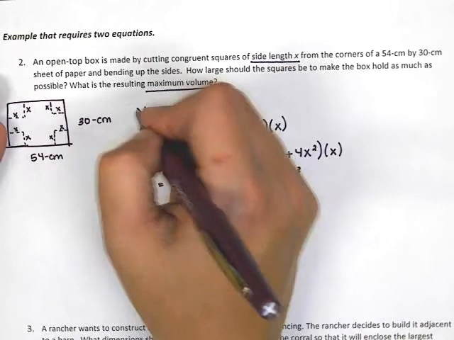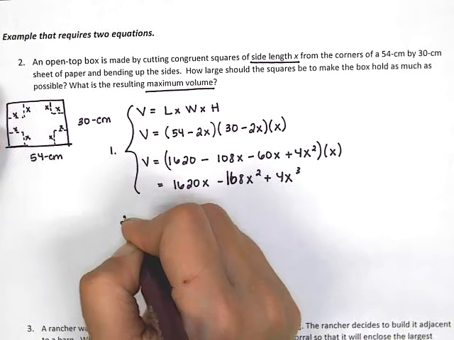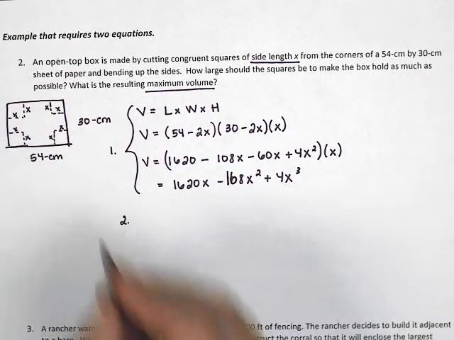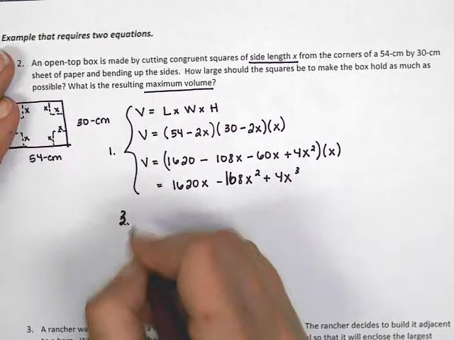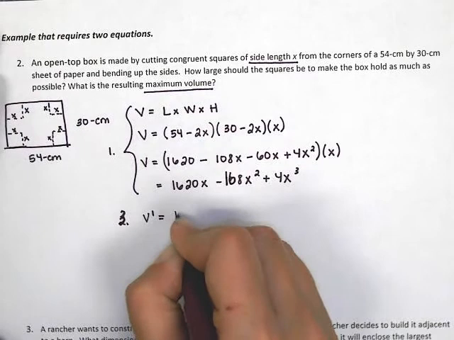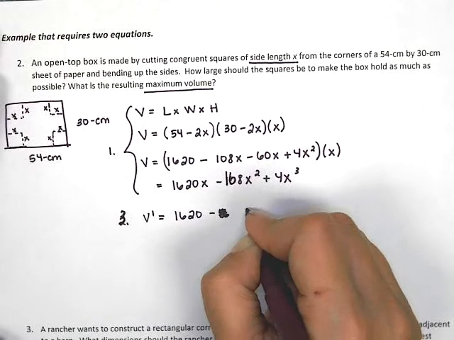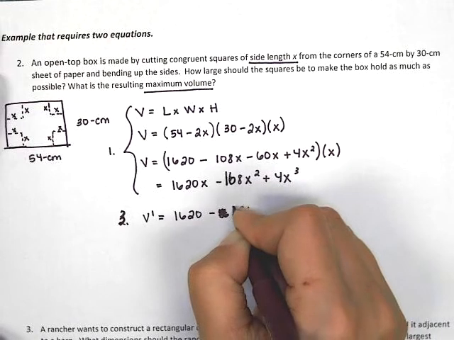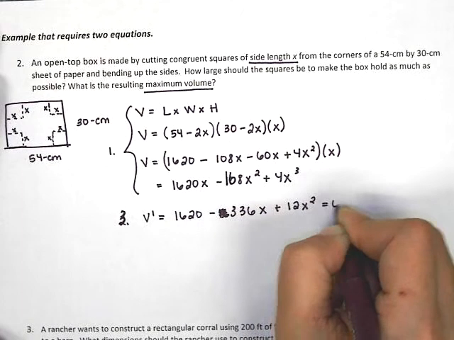This is all part of step 1, writing an equation. Step 2 is substitute if necessary in order to get just 1 variable, which in this case is not necessary because we only have an x. So we're going to jump straight to step 3, which is take the derivative, make it equal to 0, and find the max or the min. So v prime in this problem will be 1620 minus, 168 times 2 would be 336x, plus 12x squared equals 0.